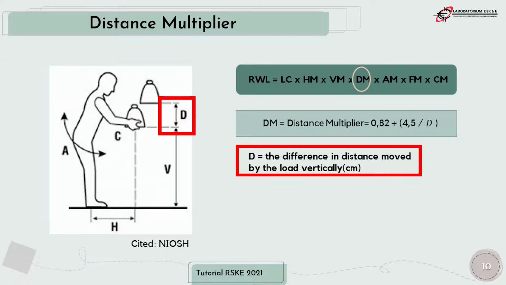Okay, now then there is a distance multiplier. For this variable, it is obtained from the value of d when you collect the data later. The value of d itself is obtained from the difference in displacement distance between v1 and v2. This d value must be in the range of 25 cm to 175 cm. So later when you do the data retrieval and it turns out that the difference between v1 and v2 is less than 25 cm, then the calculation will still be written as 25 cm.